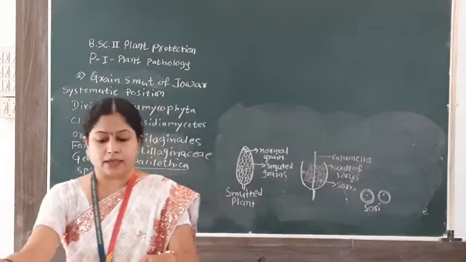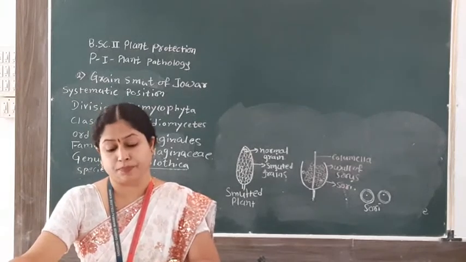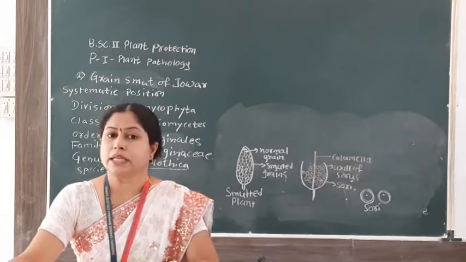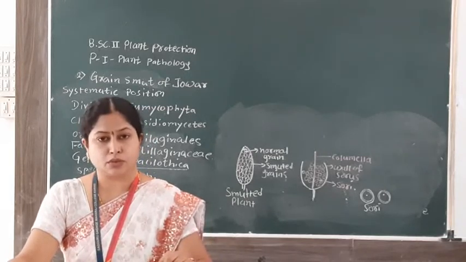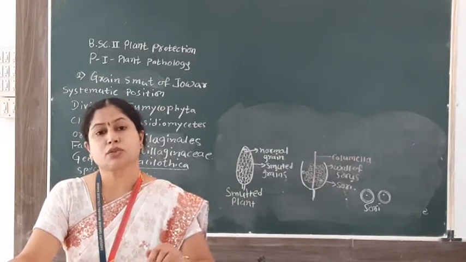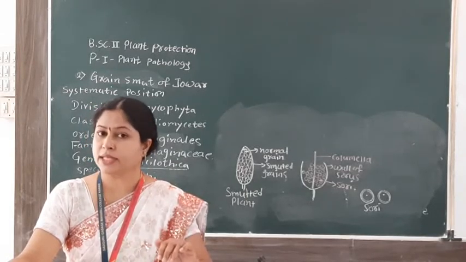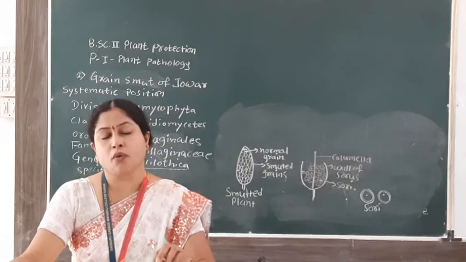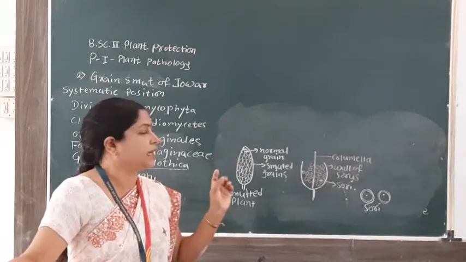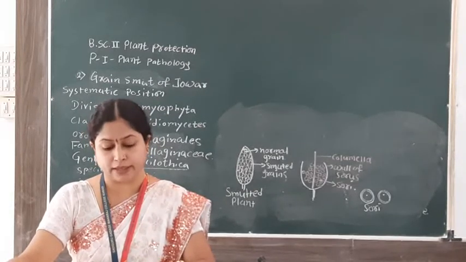Then this is the disease cycle. The disease is soil borne as well as seed borne. These spores are present in the soil as well as attached to the grains. When the grain germinates, the spores also germinate and systemically infect the plant and convert the ovary into smutted grains. Some of the grains get converted into smutted grains.